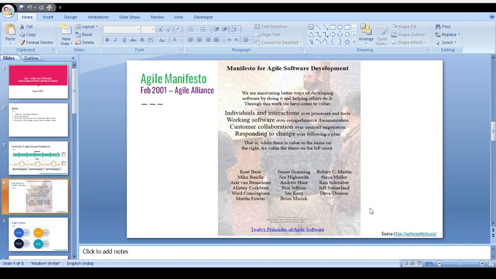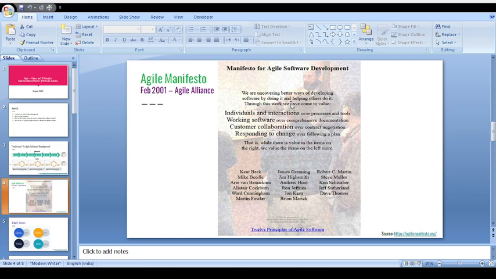Moving on, as I was telling, there is a manifesto that got signed in February 2001 by a group of software leaders. A team of 17 software leaders actually signed this manifesto, and they call it the Agile Manifesto, and the team is called the Agile Alliance. What the Agile Manifesto says is, we are uncovering better ways of developing software by doing it and helping others to do it.